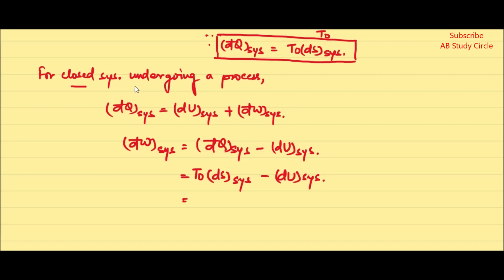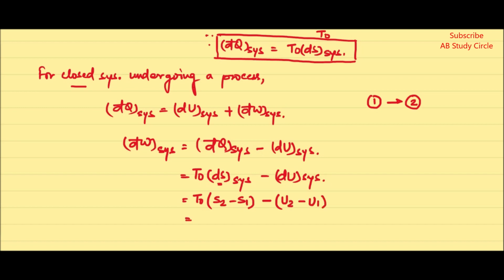See, that means the system is going from state 1 to state 2. That means for T0, it will be S2 minus S1, as entropy is a property, and internal energy again is a property. So we have U2 minus U1.